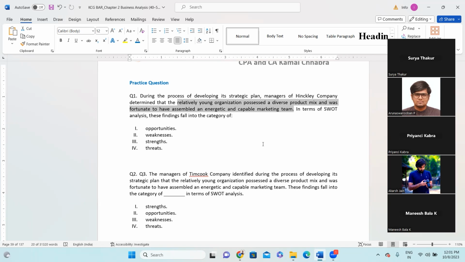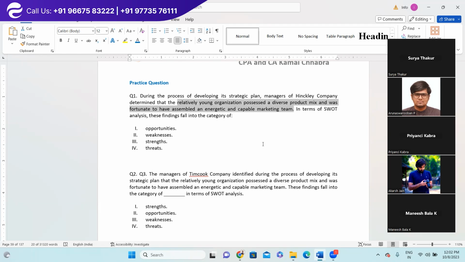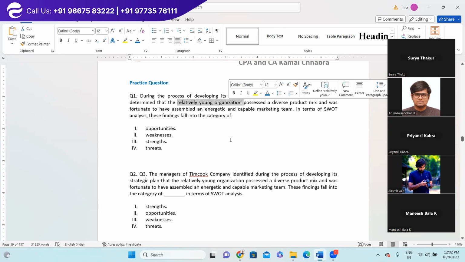There is a little confusion. I think it's a threat, because the recent companies, if they are doing it, it's a threat to them. What I'm trying to say is that younger companies are having a diverse product mix, as the question says. So if the younger companies are doing it, they are going to grow more rapidly than the Hinckley company. So I think it is a threat.